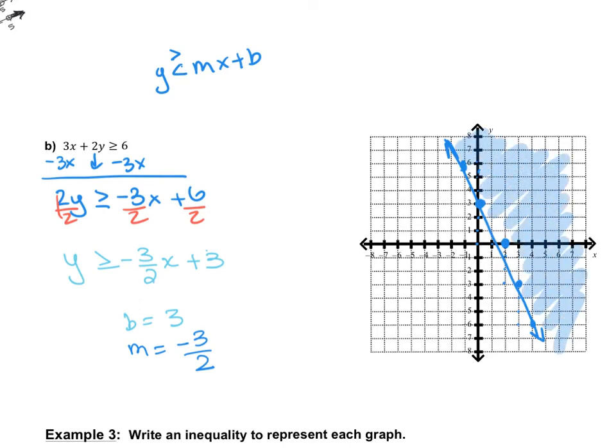And check your work. I'm going to check my work with, let's say, this point right here, 4, 2. So if 4, 2 is a solution, I know I shaded correctly. X is 4. 3 times 4 plus 2 times y, which is 2, is greater than or equal to 6. 12 plus 4, is that greater than or equal to 6? Yes, it is. So I know that it's correct.